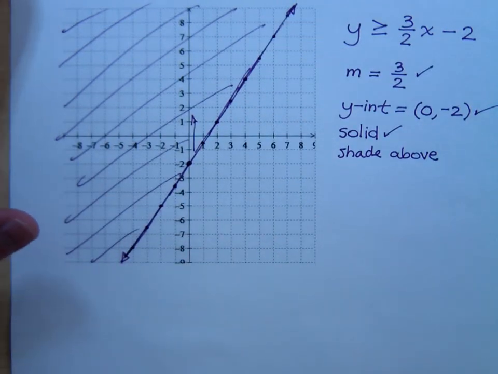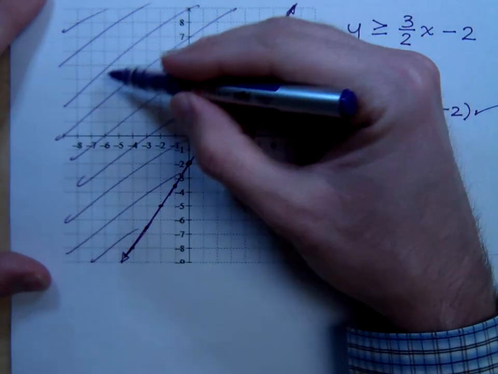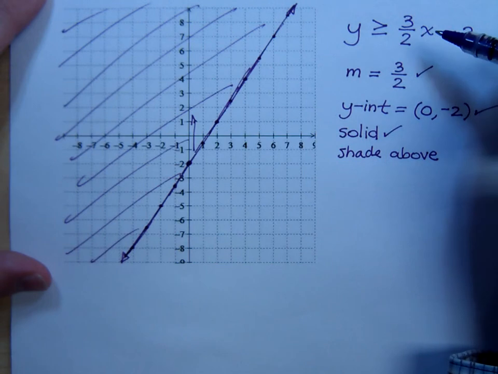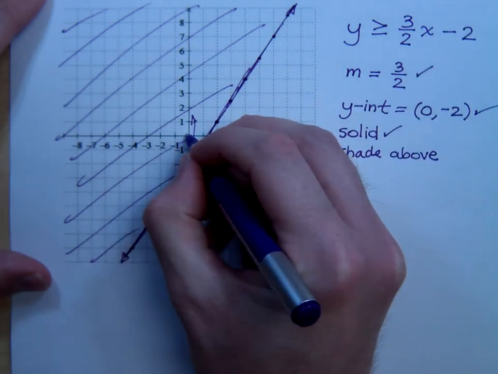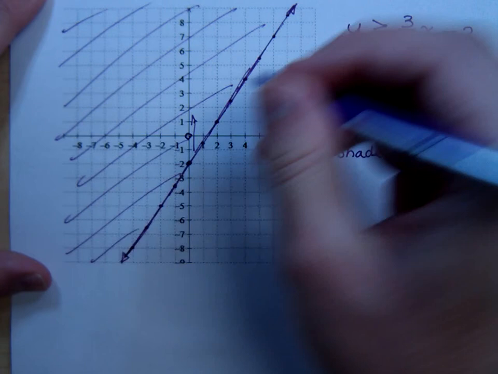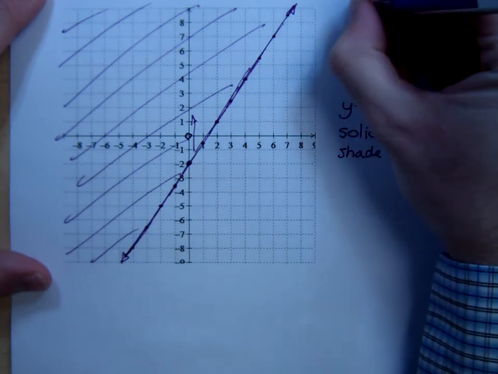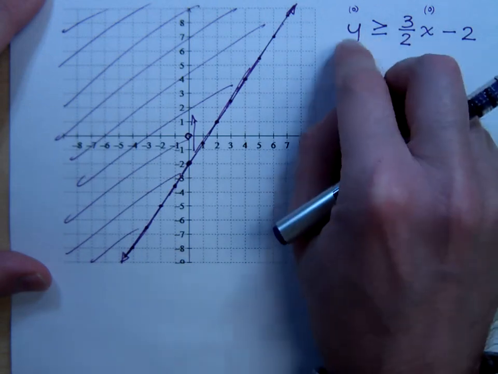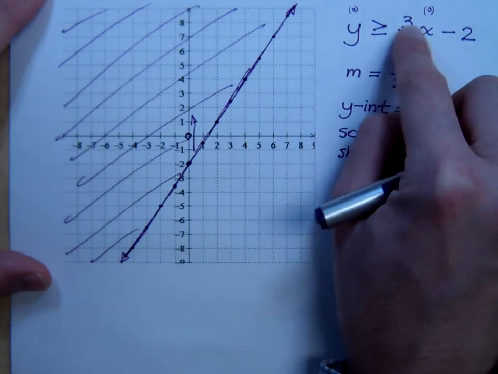And here's what that means to me. That means that any point that's in this region is a solution to this original inequality. And really the easiest point to check is going to be the origin. If I plug in 0 and 0, does it make a true statement? Is 0 greater than or equal to negative 2?